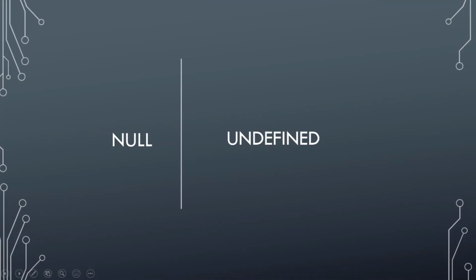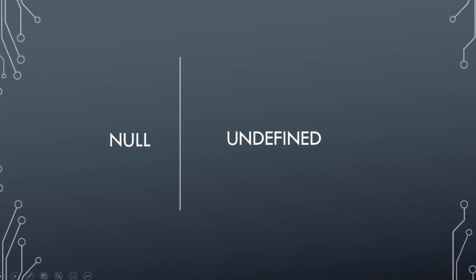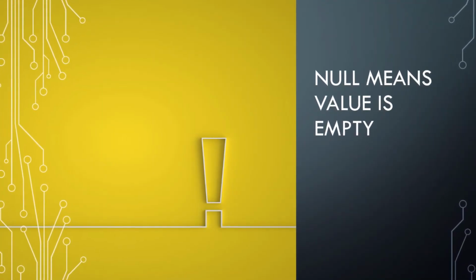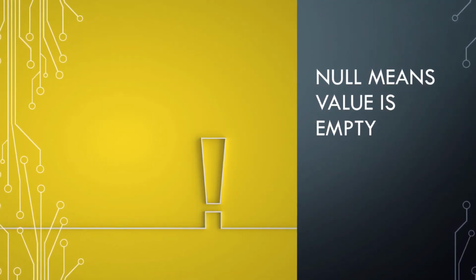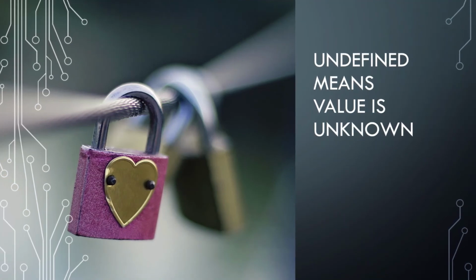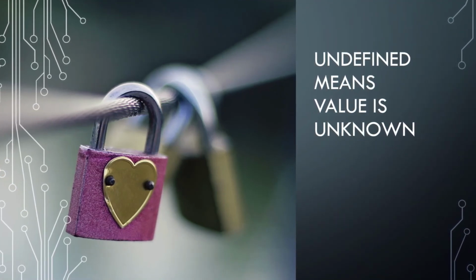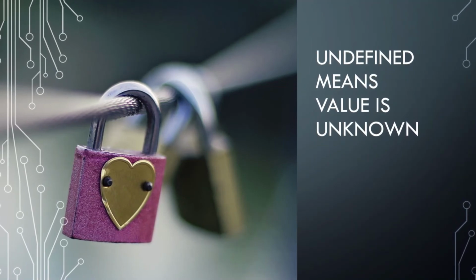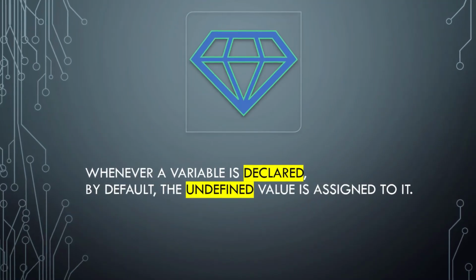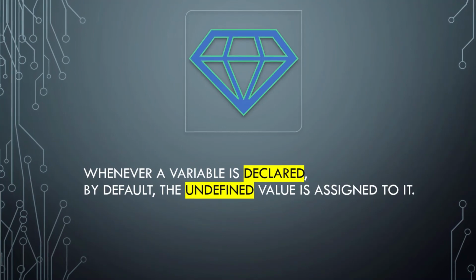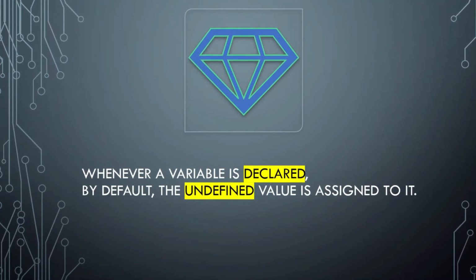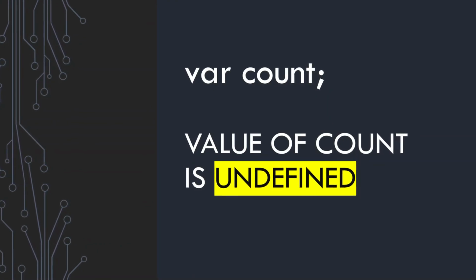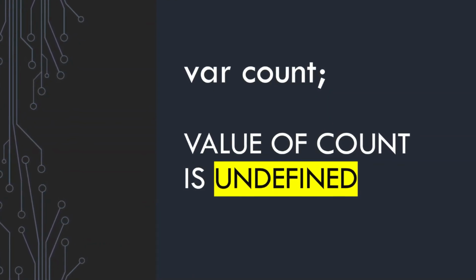Beginners are always confused between the null data type and the undefined data type. Null means it is empty and you actually know that it has no value inside it, and undefined means it is unknown or lack of value. You don't know whether a value is present or not present, or if the value is unknown. Whenever a variable is declared, the undefined value is assigned to it. For example, if we declare a count variable, then by default the value of the count variable is undefined.